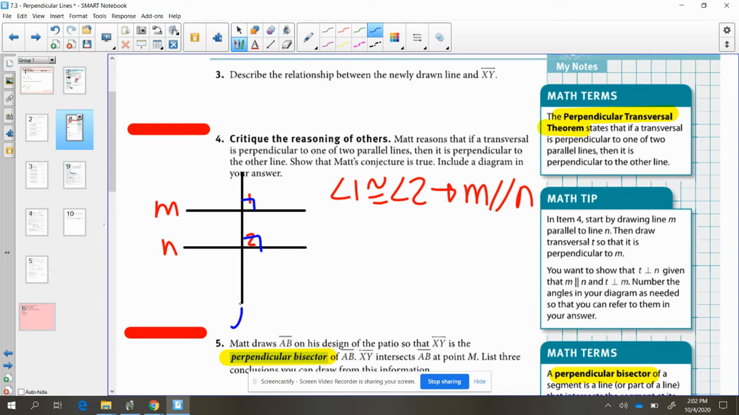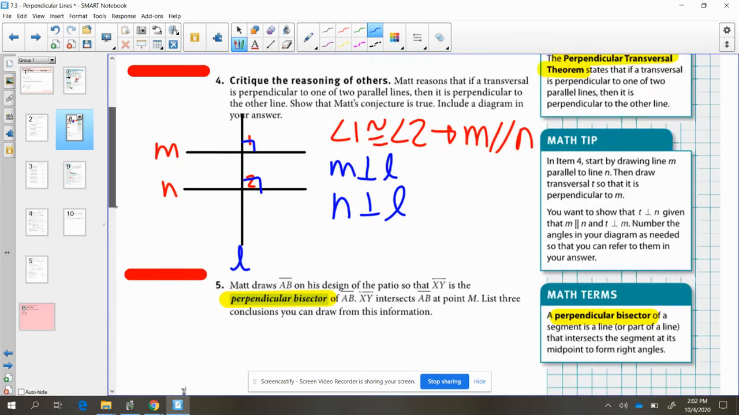Let's call this line here line L. So we know that M is perpendicular to line L, which means that line N is also perpendicular to line L, because these lines are perpendicular and parallel. This would also have to hold true, so we can have the perpendicular relationship as well. So if these lines are parallel and you know at least one of them is perpendicular, then the other one also has to be perpendicular.